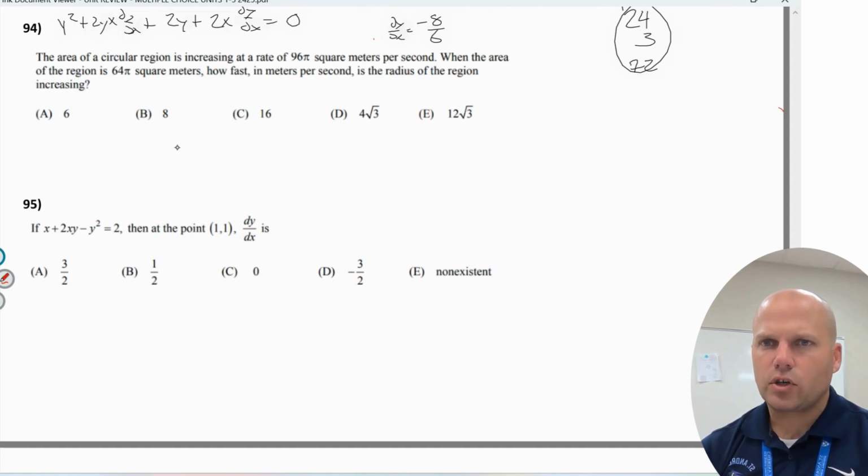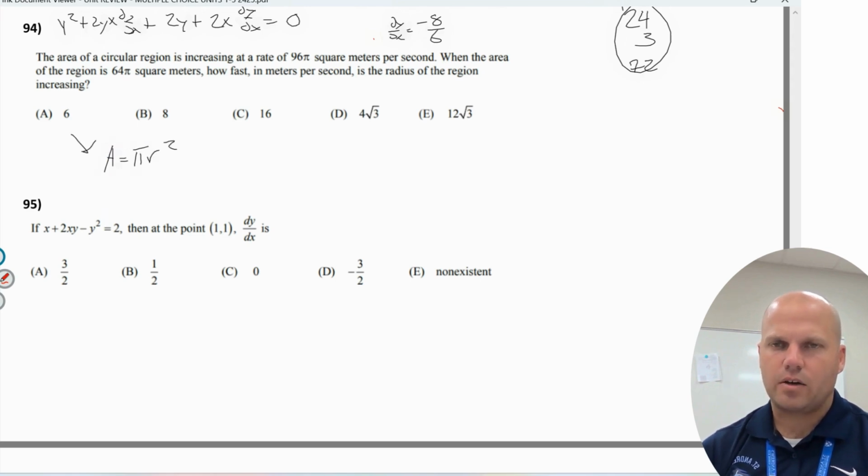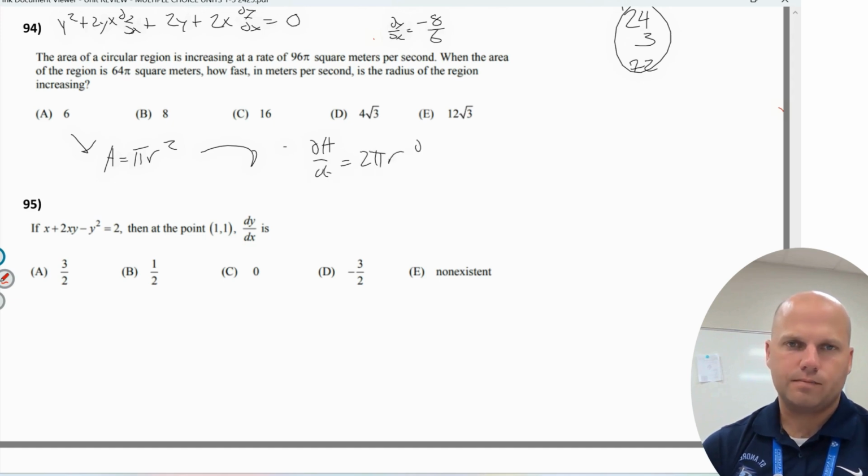The area of a circular region is increasing at 96 pi square meters per second. So that's going to be talking about the circular region's area. Pi r squared is the area of a circle. When the area is 64 square meters, how fast is the radius increasing? All right, so we need the change formula for area of a circle. dA/dt equals 2 pi r dr/dt.